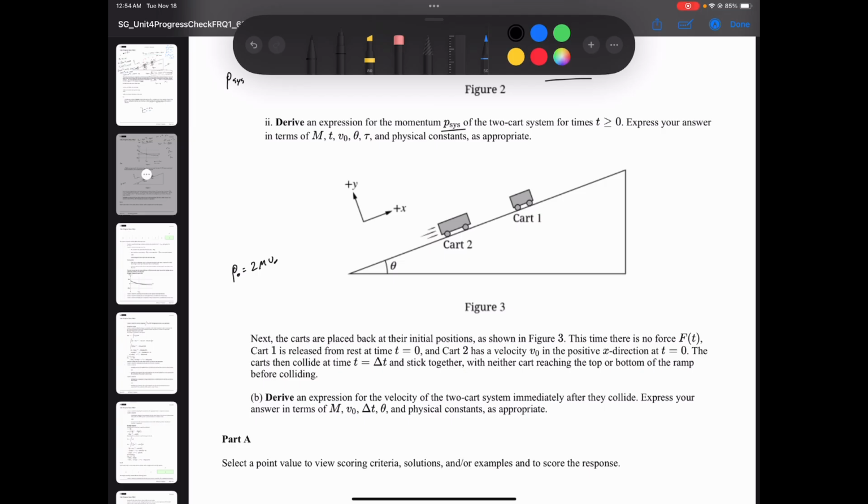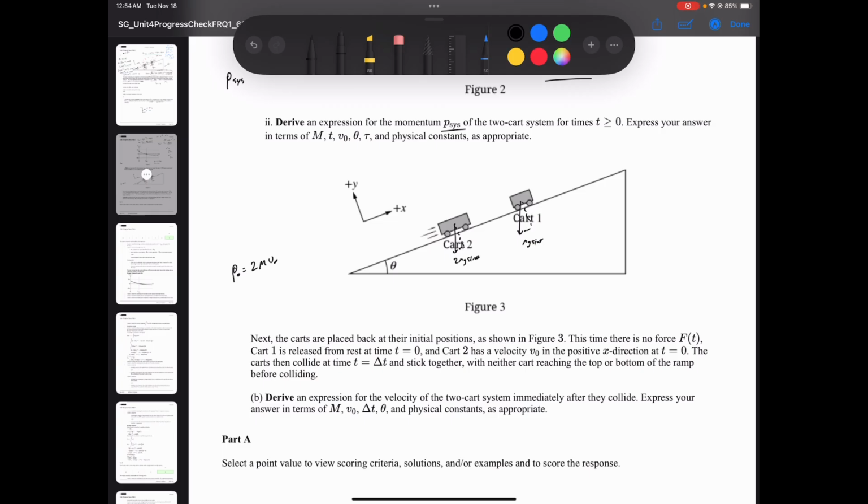But they also have an impulse acting on them, right? That impulse actually comes from the weight of the carts. So now there's no applied force, but there's still the force of gravity, right? There's still a component of the force of gravity that is going to be decreasing the momentum of the system as time goes on. So don't forget about that. So this component here, we got 2mg sine theta, and then this component here is mg sine theta. So don't forget about that.